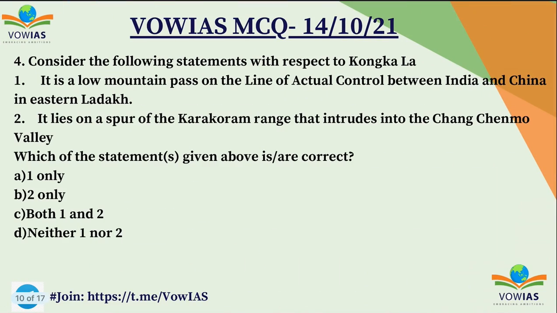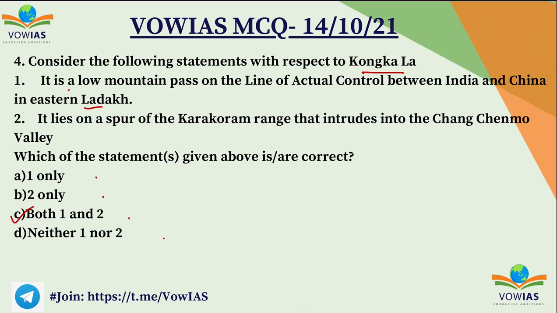The fourth question: consider the following statements with respect to Konga La, a pass. First statement: it is a low mountain pass on the Line of Actual Control between India and China in eastern Ladakh. Second: it lies on a spur of the Karakoram range that intrudes into the Changchenmo valley. Choose the correct option: A, 1 only; B, 2 only; C, both 1 and 2; D, neither 1 nor 2. The correct option is C, both 1 and 2.